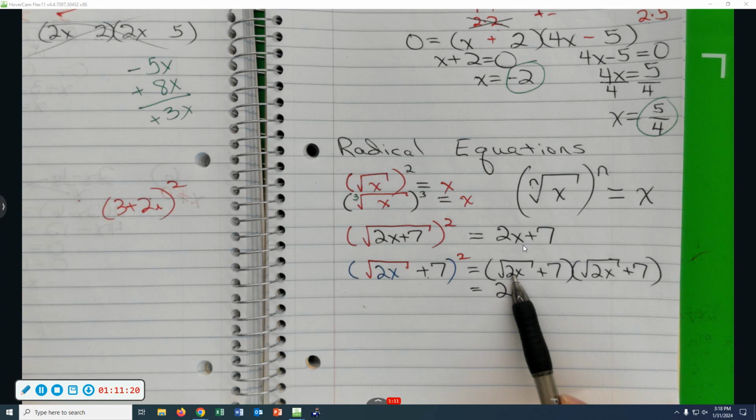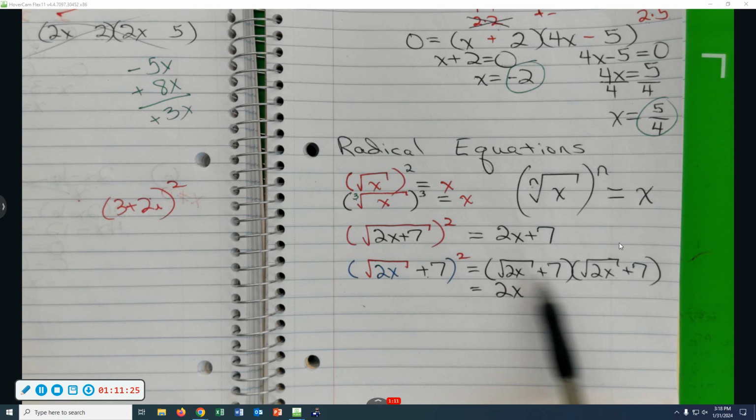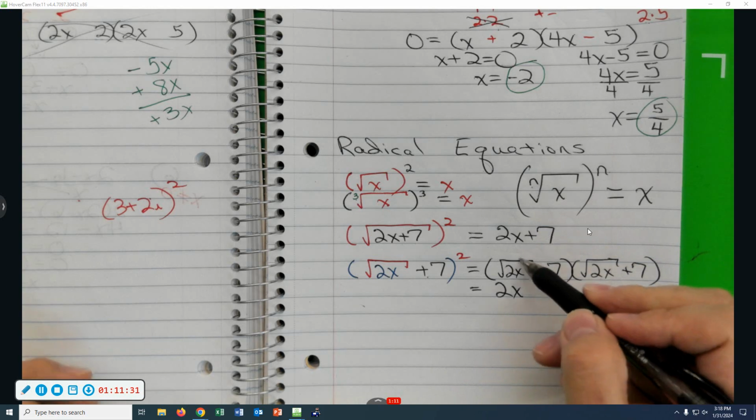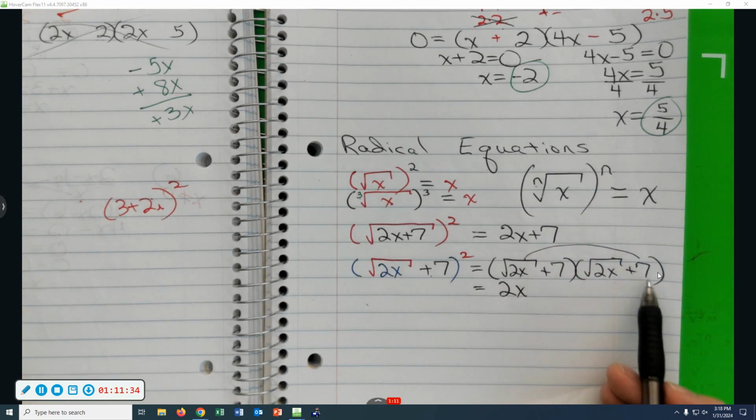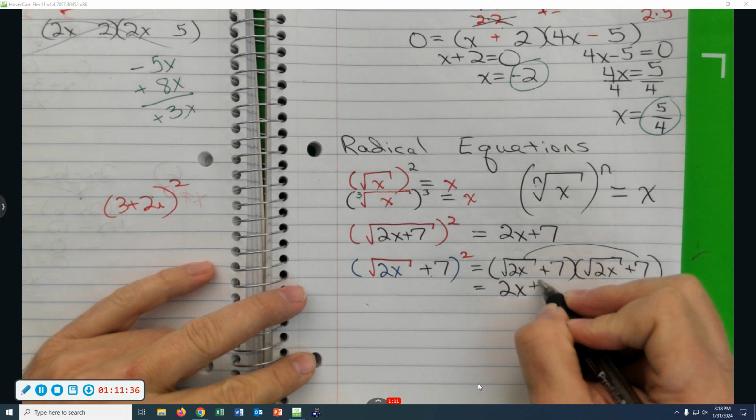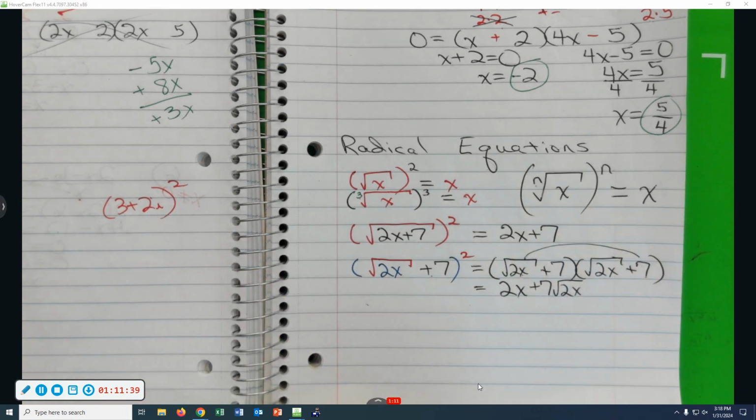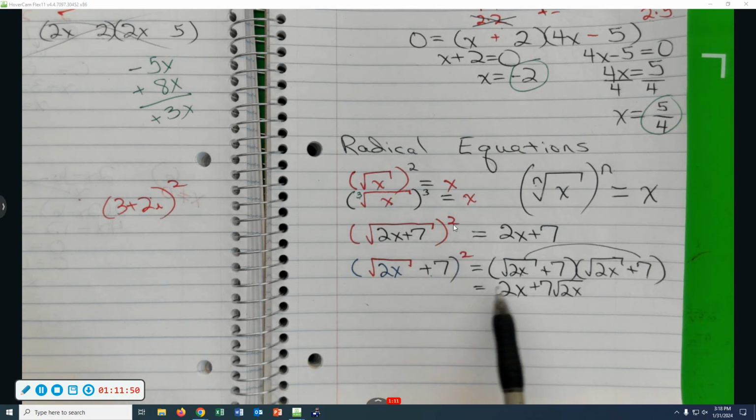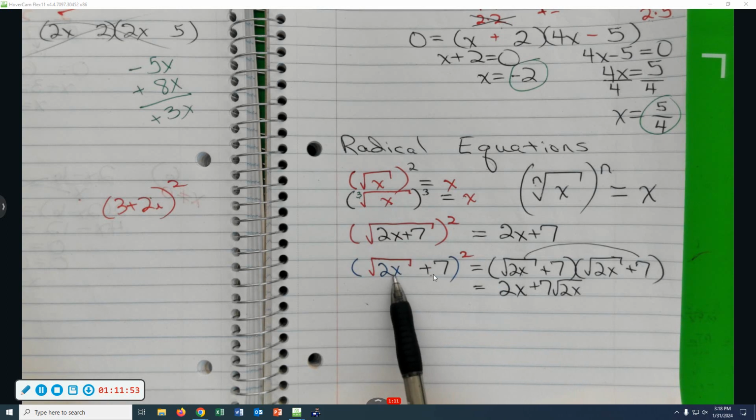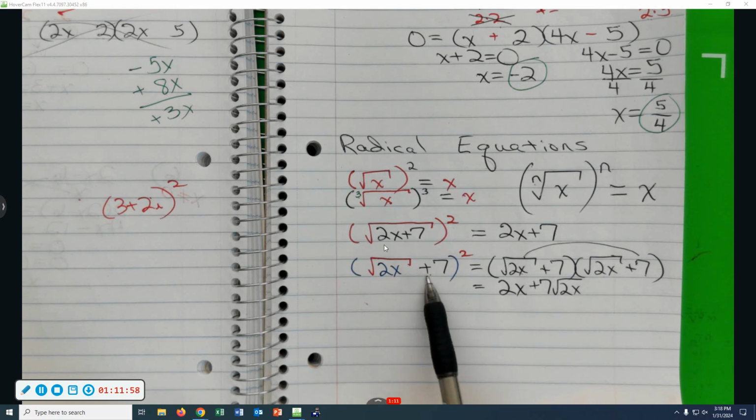First times first, the square root disappeared. But what about right here? The square root of 2x times 7, that's just 7 square roots of 2x. The square root didn't disappear. My point is, just raising a radical to a power doesn't guarantee that you're going to get rid of the radical. Before you can raise a radical to a power, you need to make sure that the radical term is isolated. This is what you don't want.